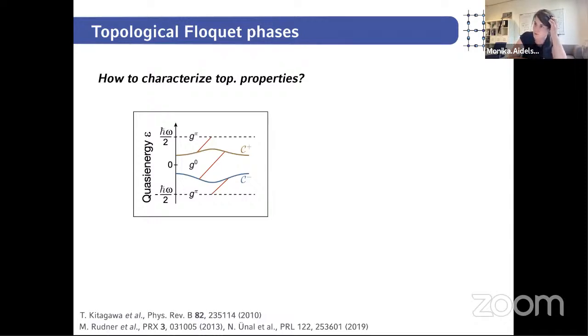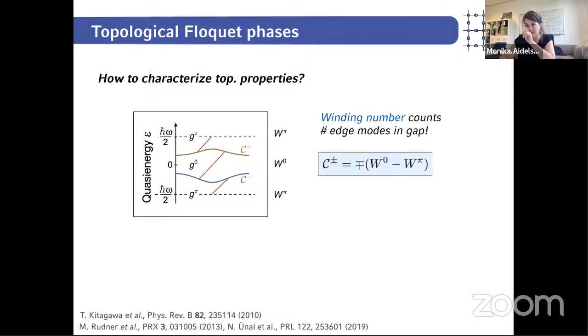system. Because previously it was enough to have this bulk edge correspondence between Chern numbers and edge modes. So if we know the Chern numbers of the bands, we know what happens at the edge. But here, this is not the case anymore. So we need a new topological invariant that fully characterizes the system. And there are winding numbers that can be computed from the time evolution operators. And these winding numbers directly determine the number of edge modes that live within a certain gap.